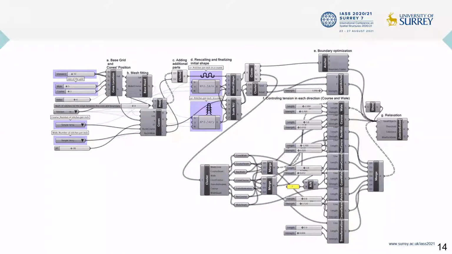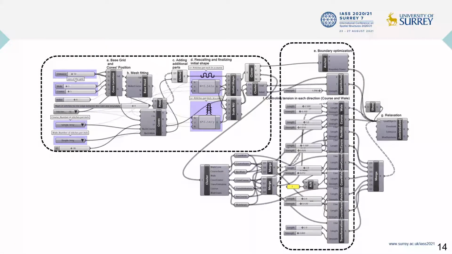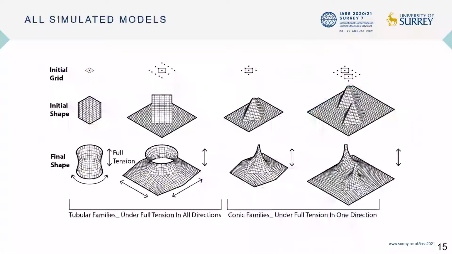Here you can see the algorithm representing the whole process. This part illustrates the initial shape setting. Here, form finding settings and boundary conditions are defined, and finally the form finding engine. To sum up, you can see the results of form finding process for the physical models that I showed you earlier, emphasizing on initial grid, initial shape, and final form found models.